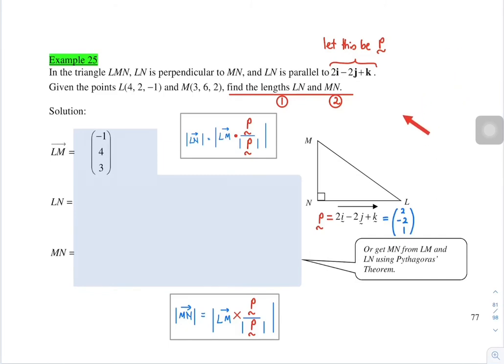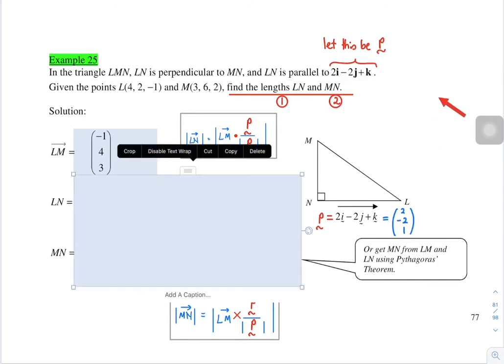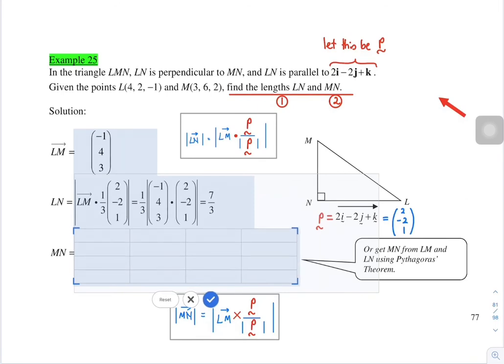Now let's take a look at a quick example on how to apply the vector cross product. In this particular question, the triangle LMN is such that LN and MN are perpendicular, and LN happens to be parallel to a vector 2i minus 2j plus k. So we purposefully put this vector as the vector P. The vector P in terms of ijk is 2i minus 2j plus k, and this can be written in the column vector form. The length LN is actually the length of projection of the vector LM onto the vector LN. So using the dot product formula, we will be able to get that particular length. So the application is by applying this formula directly.